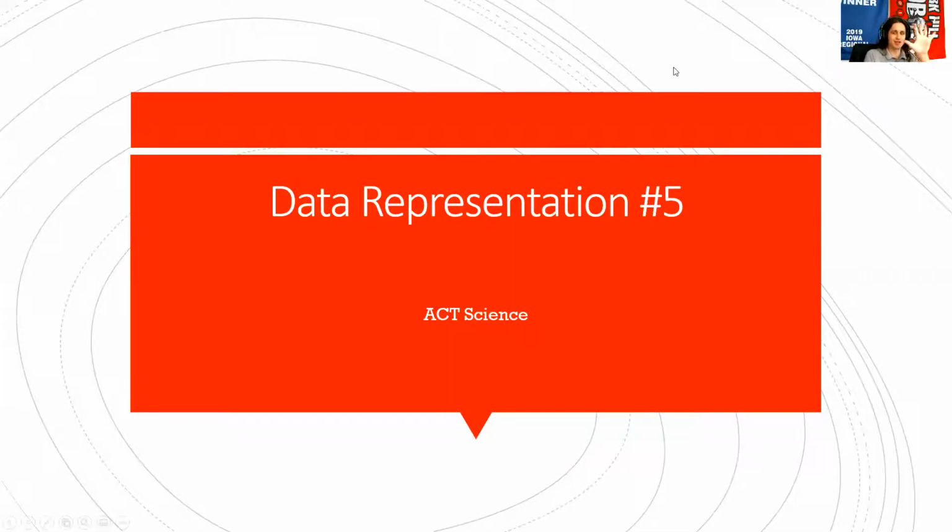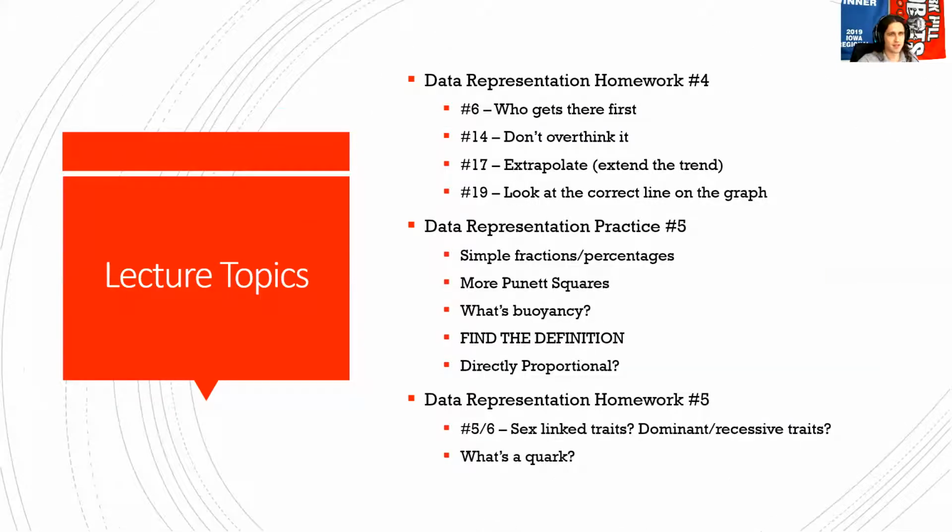This is data representation number 5, plan today. Talking a little bit over data representation number 4, the homework. Just a few questions I want to look at real quick. Do some practice today on data rep 5. Talk about some simple fractions, Punnett squares, recessive and dominant traits.